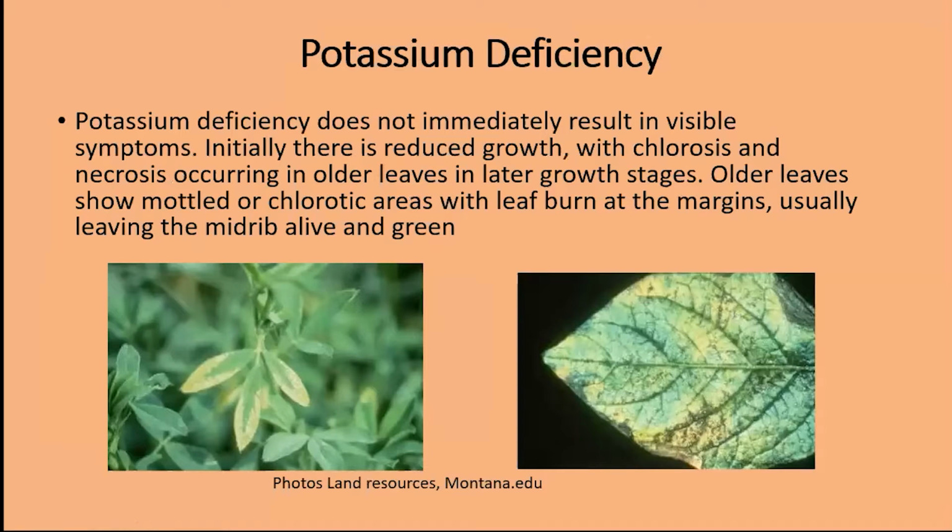Potassium deficiency is a little hard to diagnose because it doesn't show up right away. Initially, you might see that the growth is just reduced. You might start to see some chlorosis and necrosis occurring in the older leaves, as well as some mottling and leaf burn at the edges. Here you see that it is still a healthy, live midrib, but the edges of the plant show the chlorosis. So this is potassium deficiency.